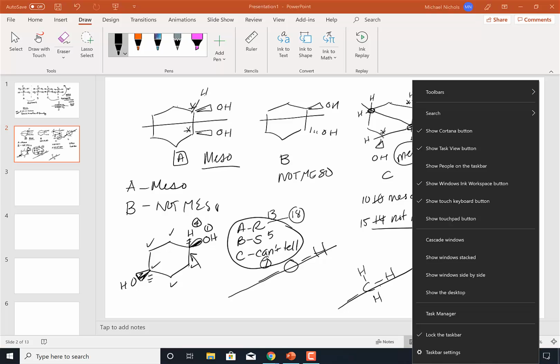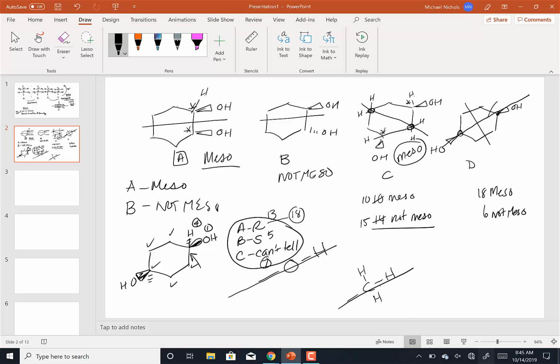What about that here? It's not chiral. Right? So if 2 groups are the same, it's not chiral. And so in a cyclohexane ring, what happens is that if you go around the ring and you end up in the same place, it's not a chiral carbon.